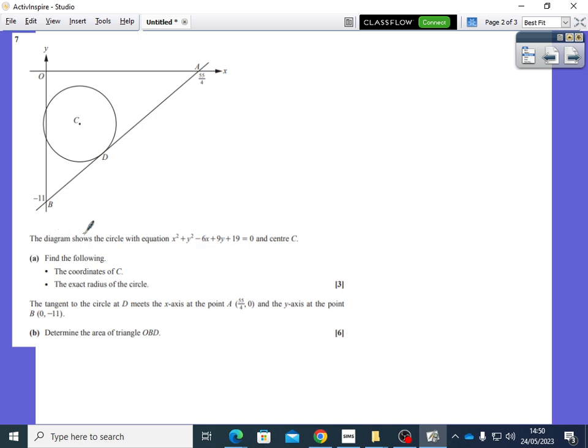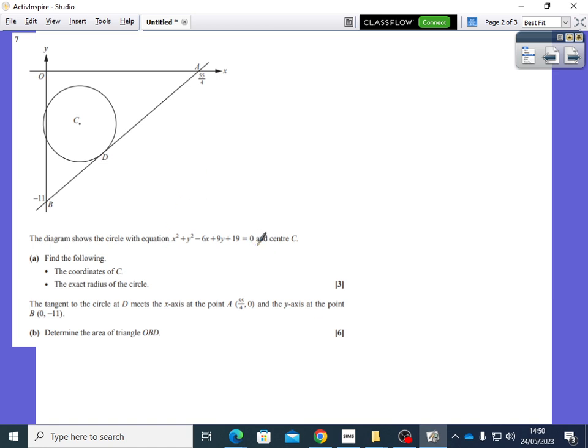So it goes here, the diagram shows the circle with the equation x squared plus y squared minus 6x plus 9y plus 19 equals 0. C is the center. Find the following: the coordinates for the center and the exact radius of the circle.